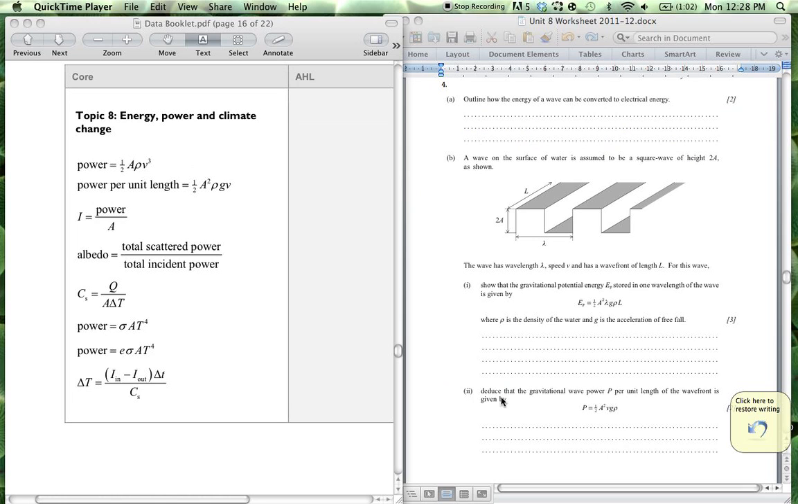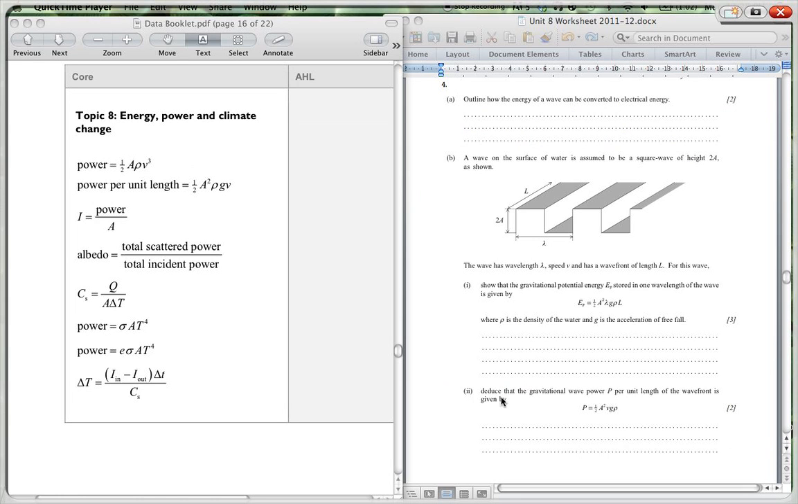So it says a wave on the surface of the water is assumed to be a square wave of height 2a as shown. The wave has a wavelength of lambda and a speed v, and has a wavefront of length l. So that's actually this length over here is your L. And then it says show that the gravitational potential energy EP stored in one wavelength of the wave is given by EP is equal to a half a squared lambda g.